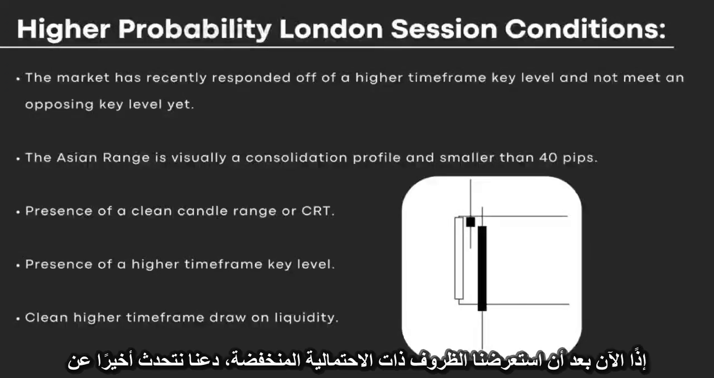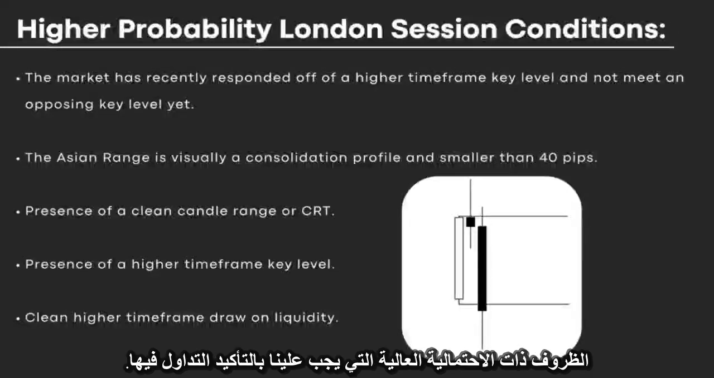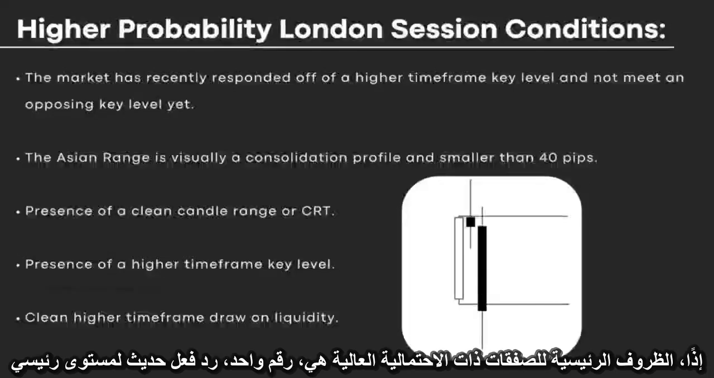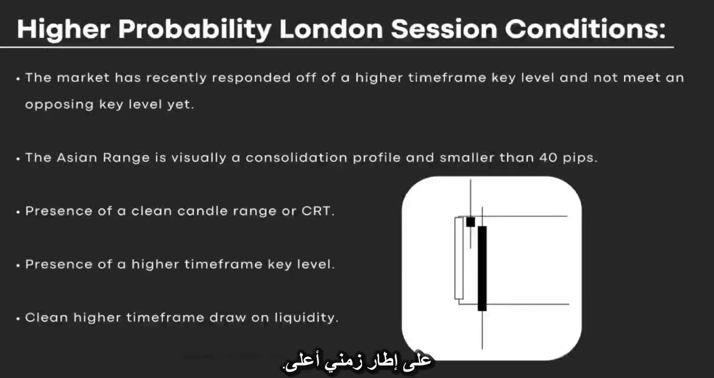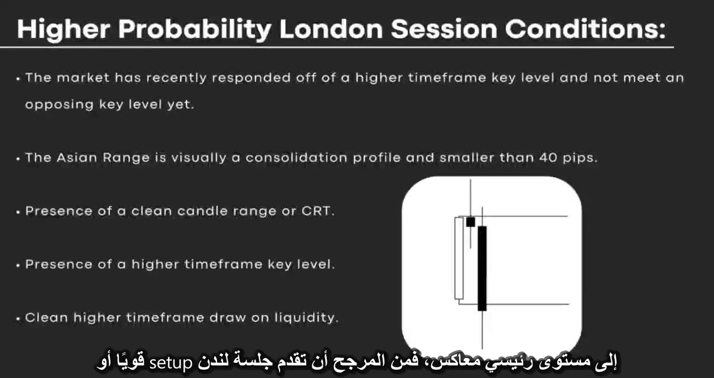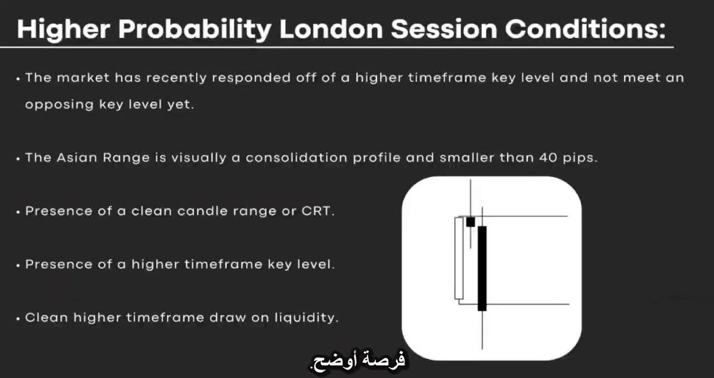So now that we've gone through the low probability conditions, let's finally talk about the high probability conditions that we should definitely trade in. These are the conditions and situations you want to prioritize in your trading plan. So, key conditions for high probability trades are: number one, recent reaction to a higher time frame key level. If the market has recently reacted to a higher time frame key level and hasn't yet reached an opposing key level, then the London session is likely going to offer us a strong setup or a clear opportunity.